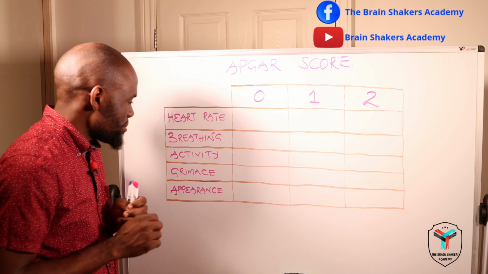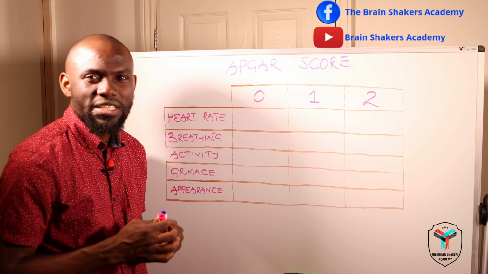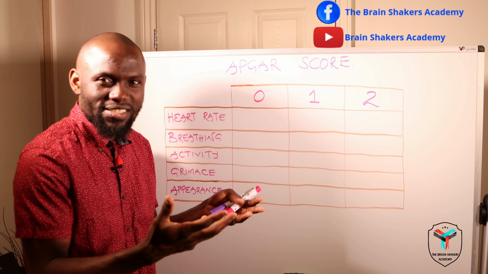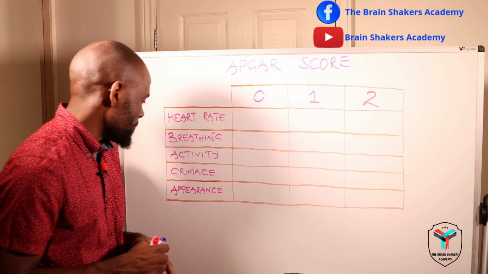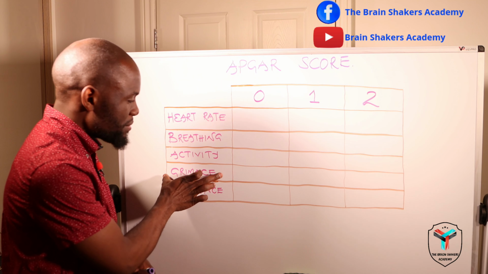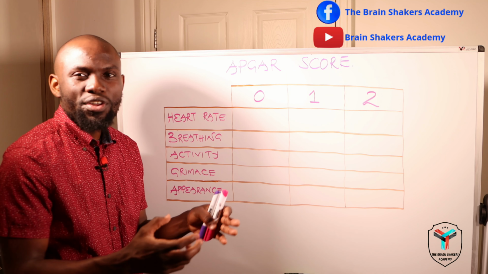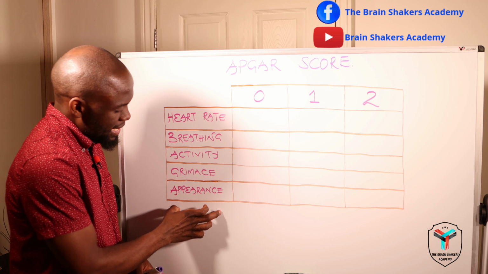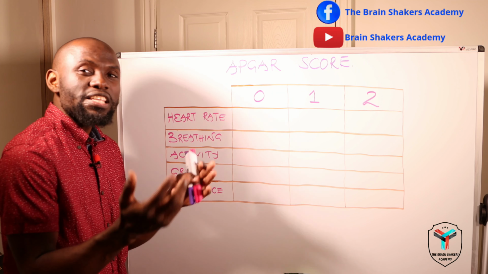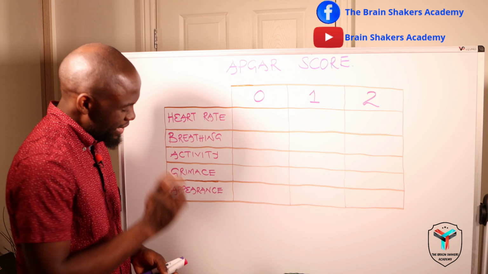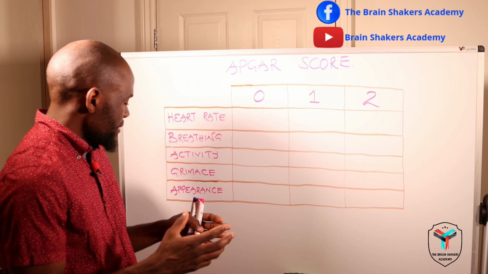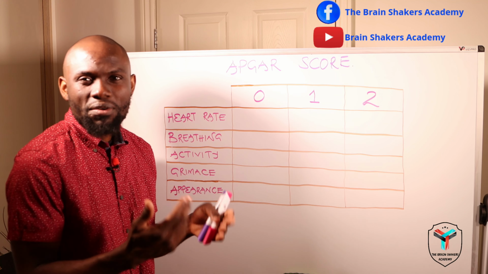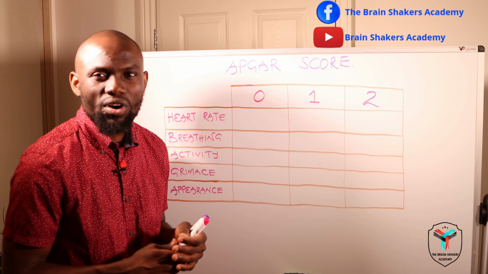And the third parameter that we're looking at is the activity. How is the muscle tone as the baby has been born? And then we'll be looking at grimace. Grimace is basically the response to stimulation. And then lastly, and seemingly the least of them all, is appearance. So appearance basically will just be how is the presentation in terms of color.